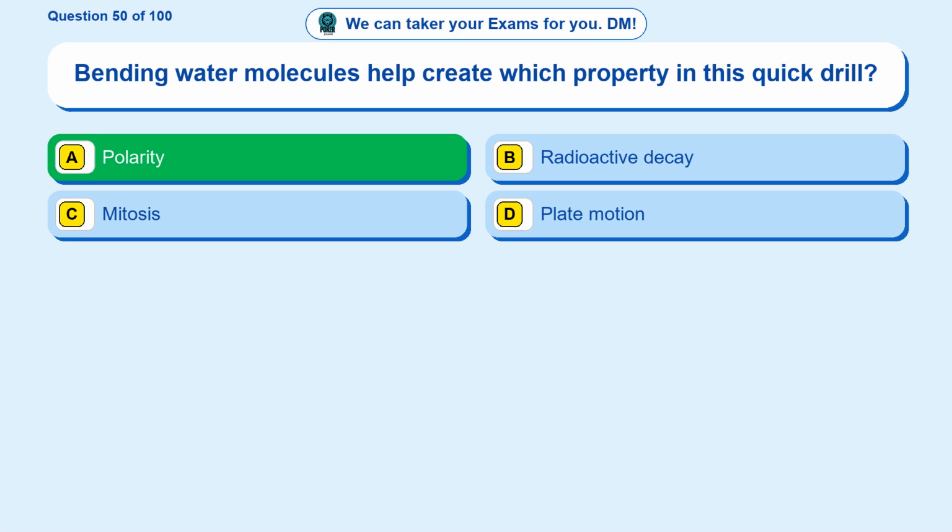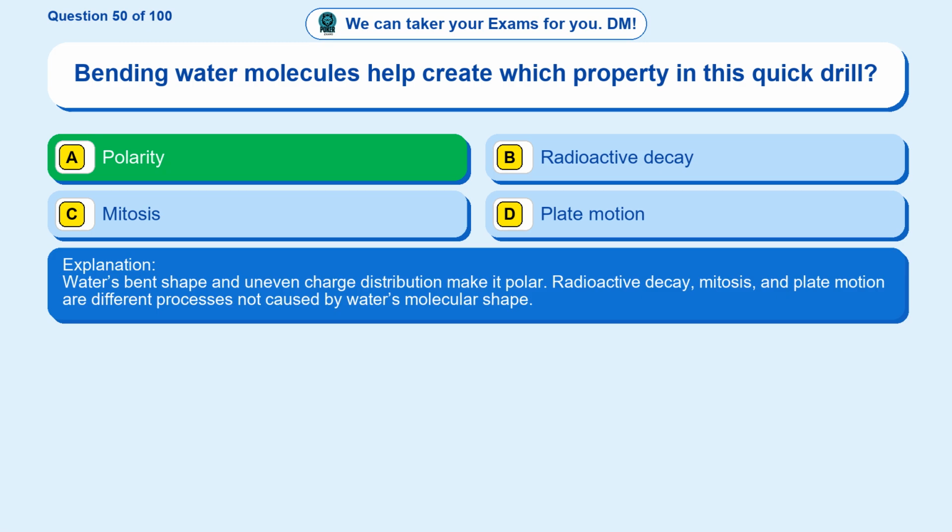Polarity. Water's bent shape and uneven charge distribution make it polar. Radioactive decay, mitosis, and plate motion are different processes not caused by water's molecular shape.